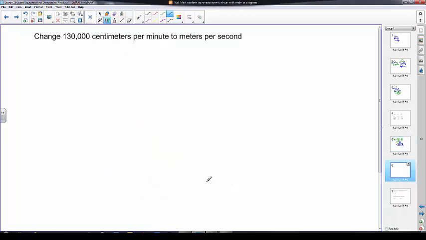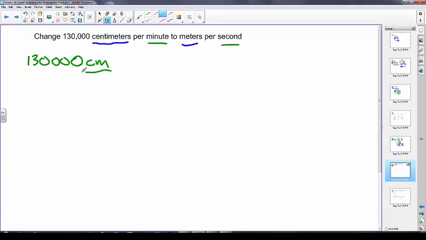So I want to change 130,000 centimeters per minute into meters per second. So notice I have 2 units to change. I've got to go from centimeters to meters, and then I've got to go from minutes to seconds. And I'm going to do one at a time. So we're going to start out this way. We'll say we have 130,000 centimeters per 1 minute. And let's go from centimeters to meters first.